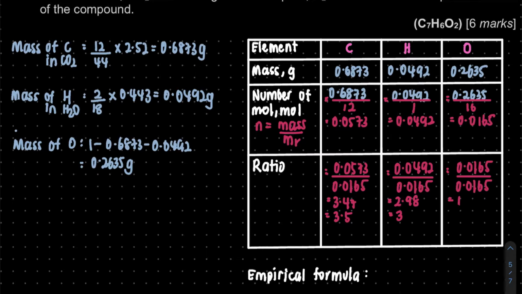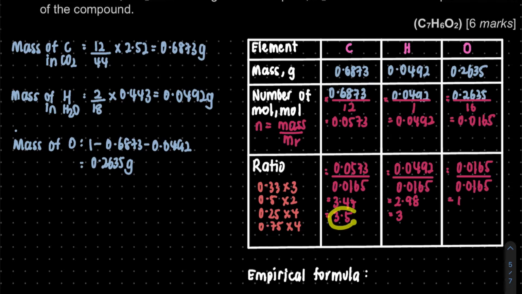Okay, but then again, this value is not a whole number, so we have to multiply all of the values by a number to get a whole number. So how do we get the whole number? If your decimal is 0.33, you have to multiply all the numbers by 3. If you have 0.5, you must multiply by 2. If you have 0.25 or 0.75, we're going to multiply by 4. But for this case, the decimal point that we have is actually 0.5.